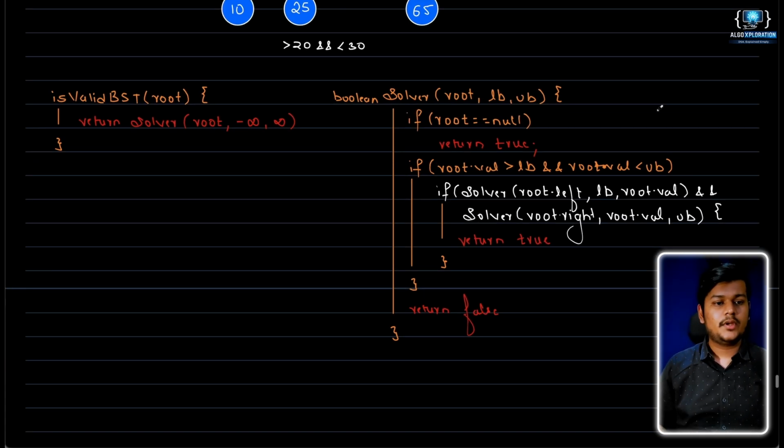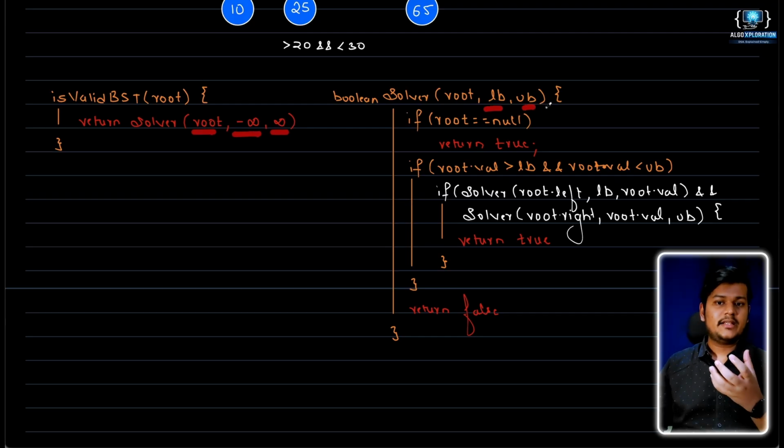Okay. Now see, this function is there in LeetCode. Over here, I have solved this problem using the solver function by taking another function. Now for the root, I will initially pass -infinity as the lower bound and infinity as the upper bound.